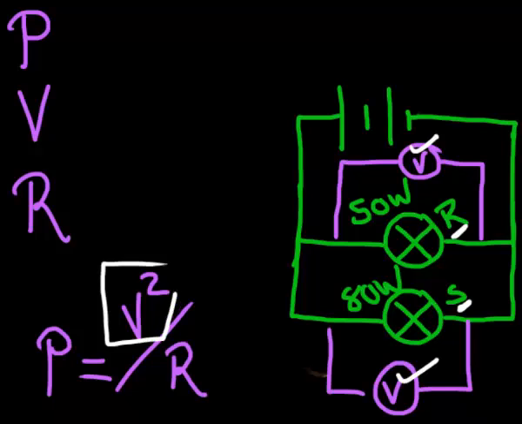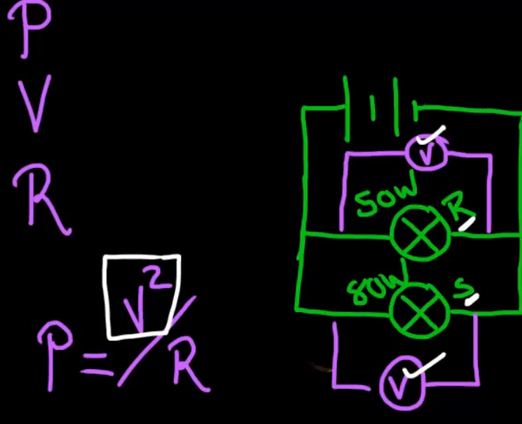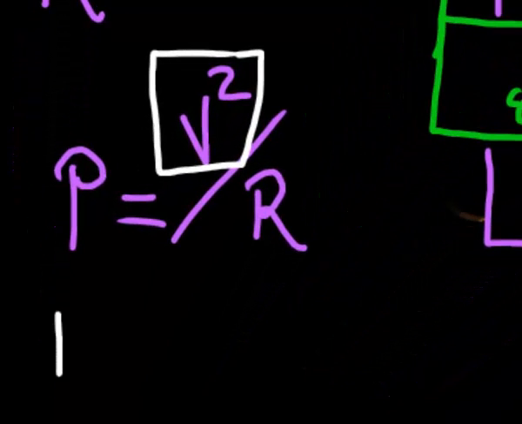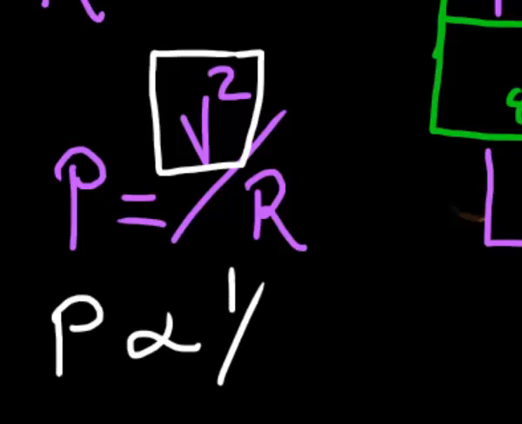So my potential difference thus stays constant between R and S. And I'm going to end up with a new form of a relationship between the power and the resistance. Seeing that our V stays constant, I'm going to replace it with a 1, and that means that my power is inversely proportional to my resistance.